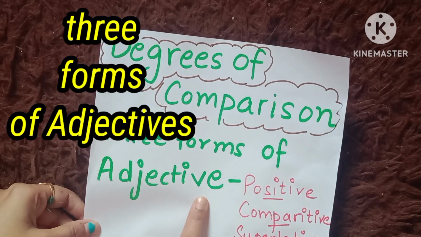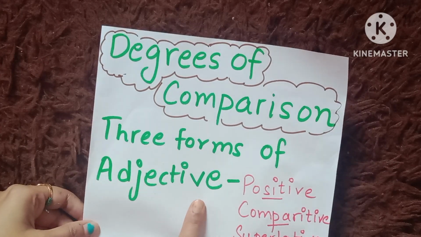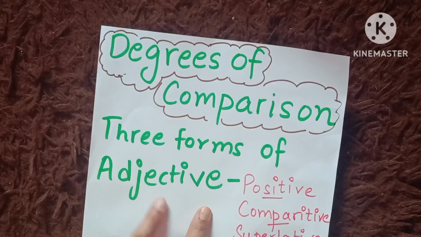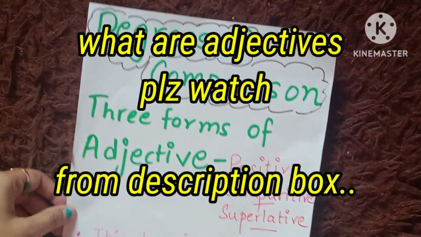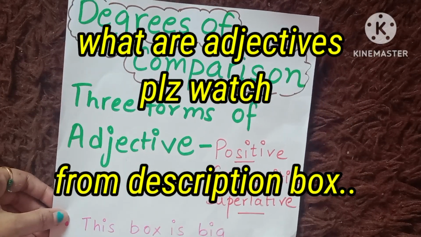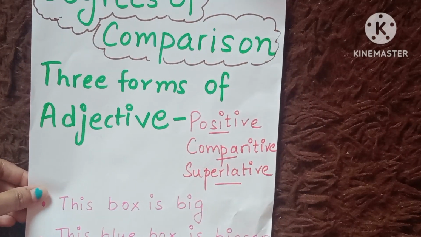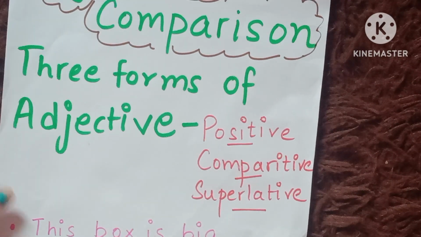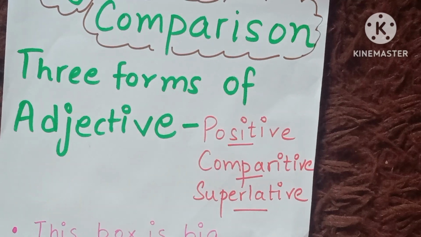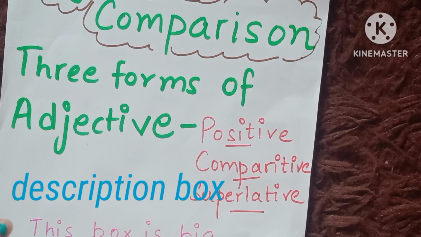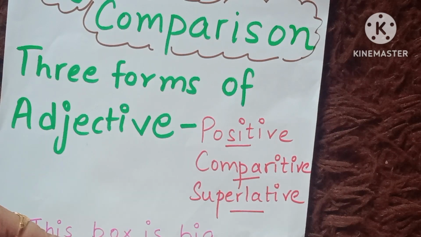Now, what are adjectives? That we already know. The words which describe a noun or pronoun are called adjectives. So, in the adjectives, we have three degrees, which are the three different forms of adjectives. So, let us see what all this is. In case you want to see the adjectives video, we have already uploaded it. You can check the description box and see the link provided. So, the three forms of adjectives.